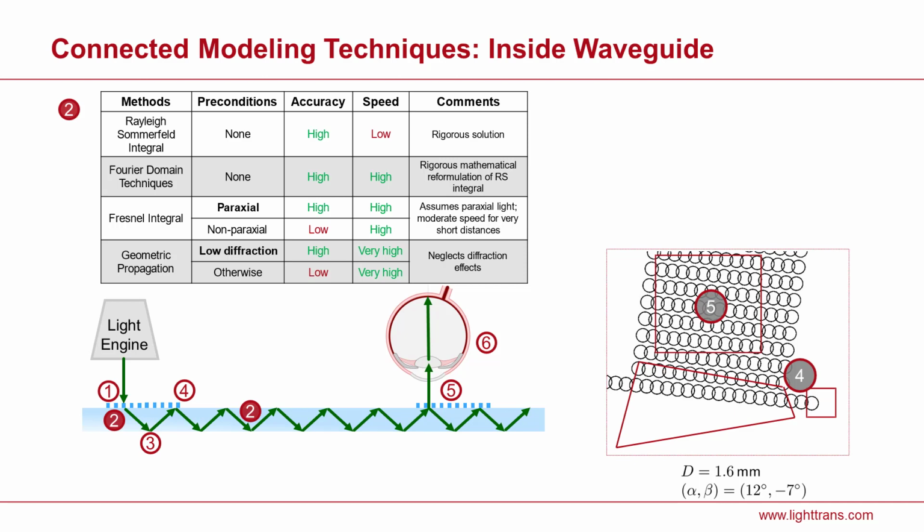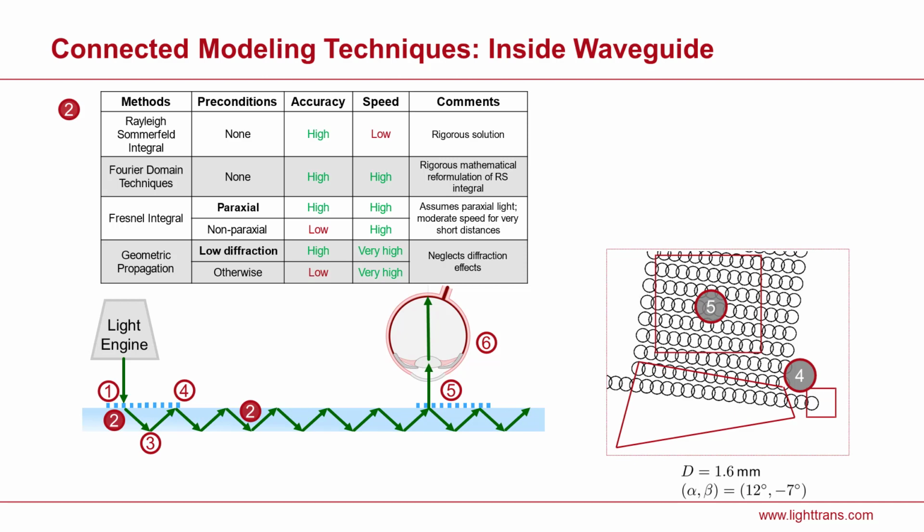Moving down the table, we have the Fourier domain techniques, which basically constitute a reformulation of the Rayleigh-Sommerfeld integral in the spatial frequency or K domain. And therefore, since it's just a reformulation, these techniques are also rigorous. The speed here is a bit better because we can take advantage of some numerical tricks like the very well-known fast Fourier transform, which drastically reduces the number of binary operations needed in comparison with a pure discretization of the Fourier integral.